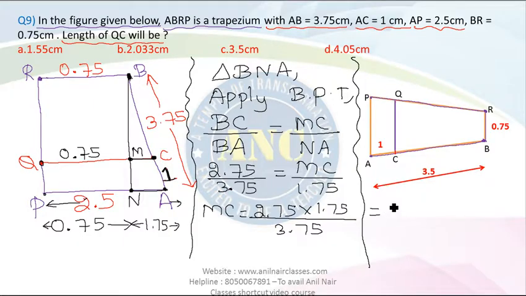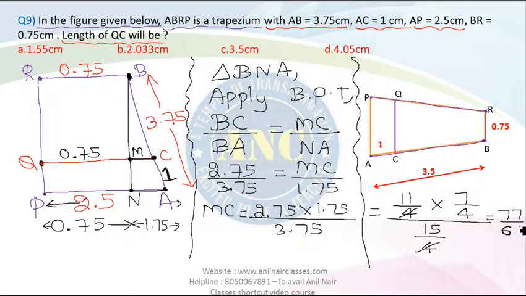Convert this decimal to fraction. 2.75 is 11 by 4. 1.75 is 7 by 4. 3.75 is 15 by 4. One of the 4s will get cancelled. You are finally left with 11 into 7 is 77 divided by 15 into 4 is 60. 77 divided by 60 is the value of MC.